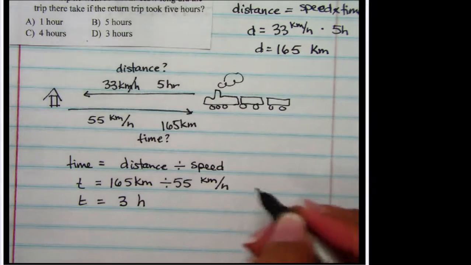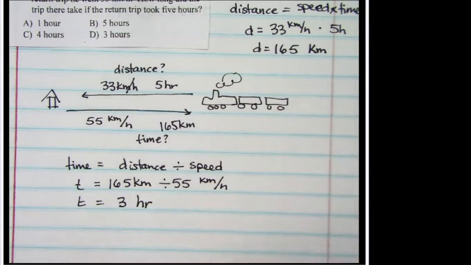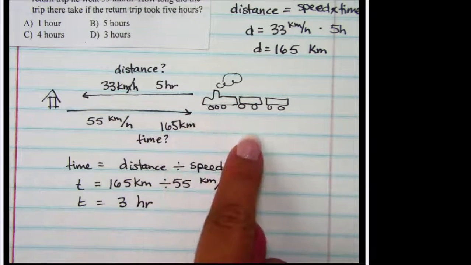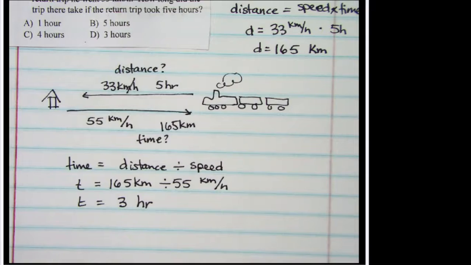It takes him 3 hours in order to drive the 165 kilometers from his house to the train station when he's driving 55.